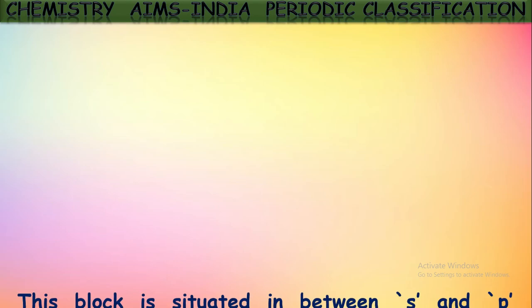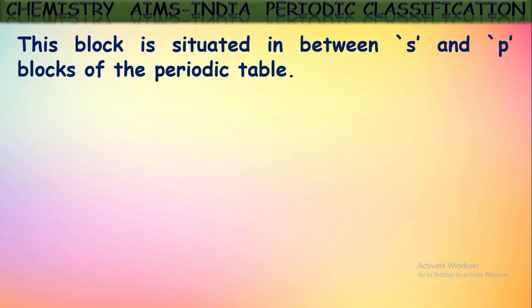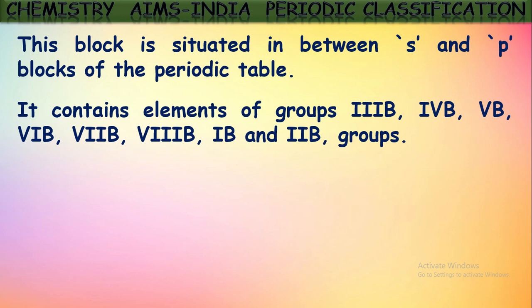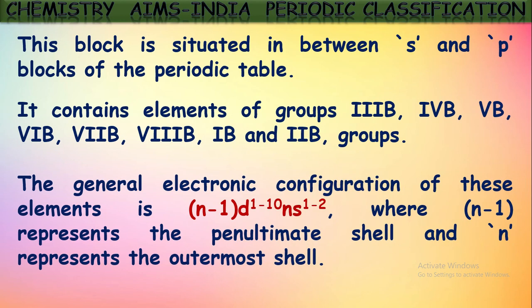Now, this block is situated in between S and P blocks of the periodic table. It contains elements of third B to 8B and first B and second B groups. Total B subgroups are there in this D subshell. The general electronic configuration of these elements is (n-1)d1 to 10, because there are totally 10 columns.